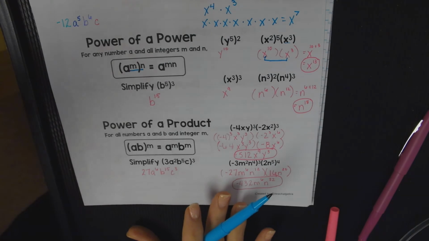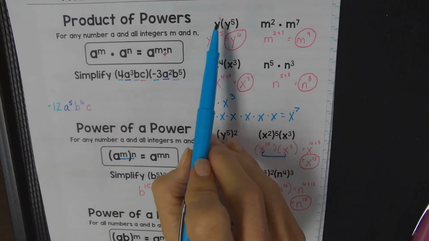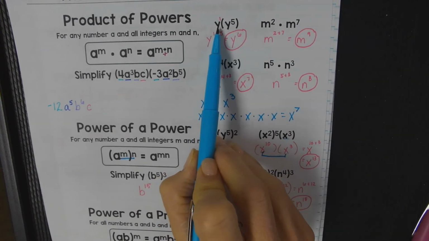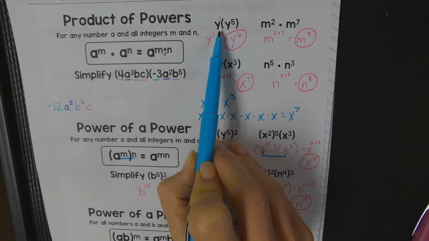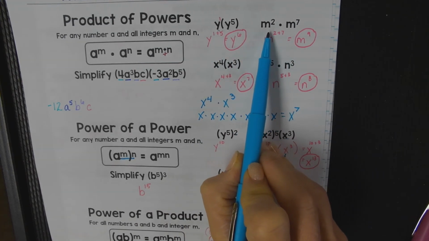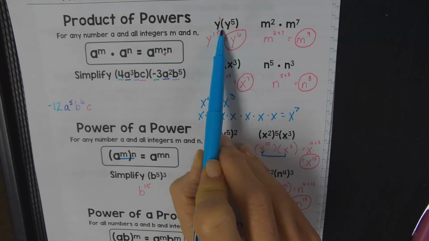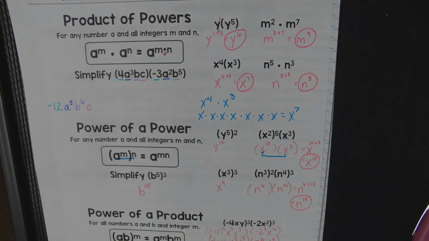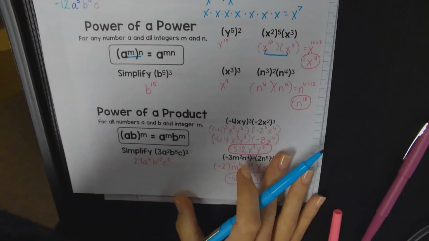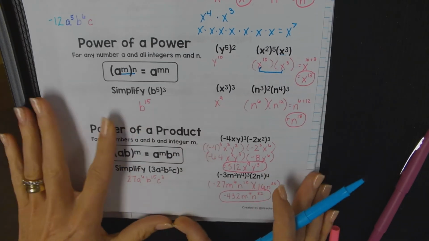Listen to my wording here. Let me go back. Look at these 2 here. What is my base in this problem here? Y. What is it over here? M. How many times do you see m? You add the exponents. How many times do you see y here? If you have your base with an exponent, you're going to add them. If you don't, what are you doing? What's 3 times 3? 9.